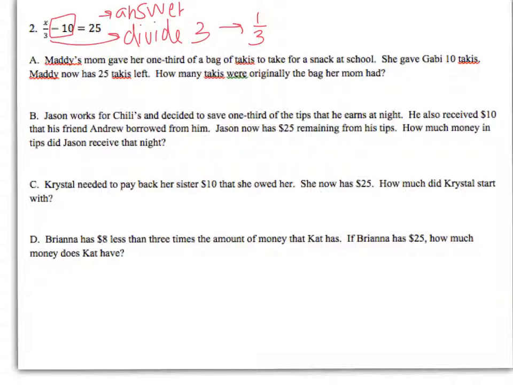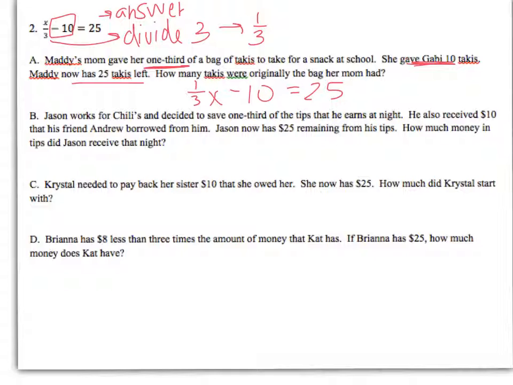So A says Maddie's mom gave her 1/3 of the bag of Takis to take for a snack to school. She gives Gabby 10, and Maddie now has 25 Takis left. How many Takis were in the bag that the mom originally had? So if you look at this, the 1/3 is accounted for. So far we have our 1/3 of the original bag. So far so good. She gave Gabby 10. All right, so she no longer has that, so we put it there. And now she has 25. Oh, well, hot dog, look at that. It looks like our problem up there.